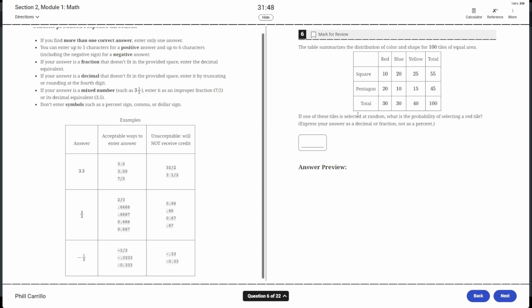Square, pentagon, and total. If one of these tiles is selected at random, what is the probability of a red tile? There's 10 out of 100. Isn't that 1 out of 10? How do I type it?